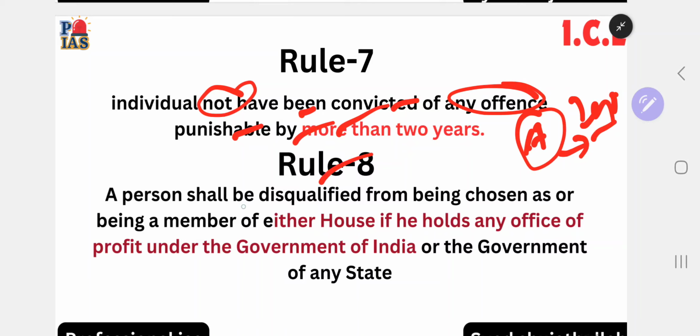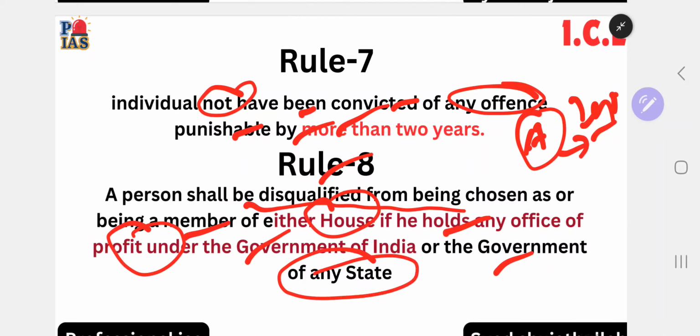Rule number 8. A person shall be disqualified from being chosen as a member of either house if he holds any office of profit under the government of India or the government of any state. Suppose I have an office or a company where I am the CEO or the chairman, or the government has given a metro rail tender, and in that tender L&T, like Telangana metro has been built by L&T. If my shares are in L&T, then also I will be disqualified.